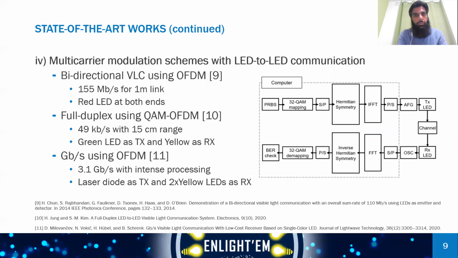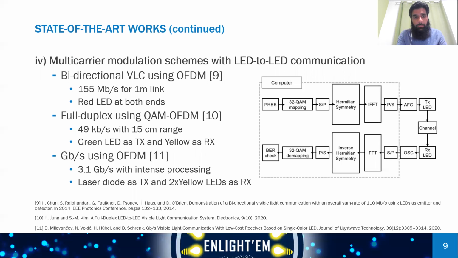And then there is some work in which multicolor modulation schemes are explored in bidirectional VLC using the OFDM modulation scheme. Due to multicolor modulation, they achieve high data rates of 155 Mb per second for a 1-meter link by using red LEDs at both ends. In another work, they use full duplex communication. They achieve full duplex communication using OFDM, and they get a data rate of 49 kb per second with a 15-meter range. And they use a green LED as transmitter and yellow as receiver.